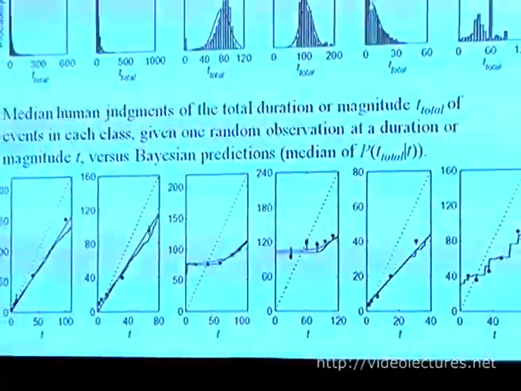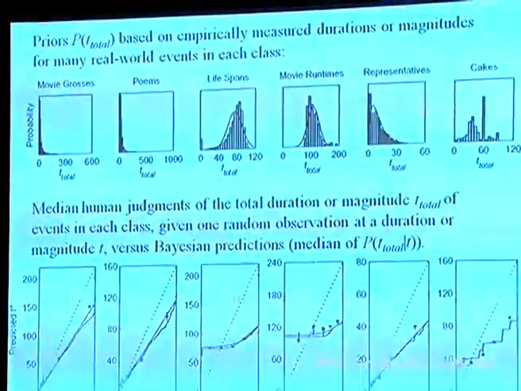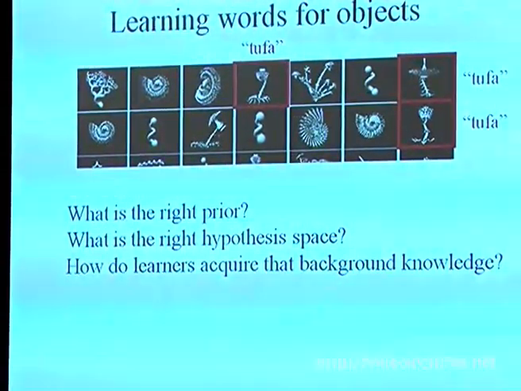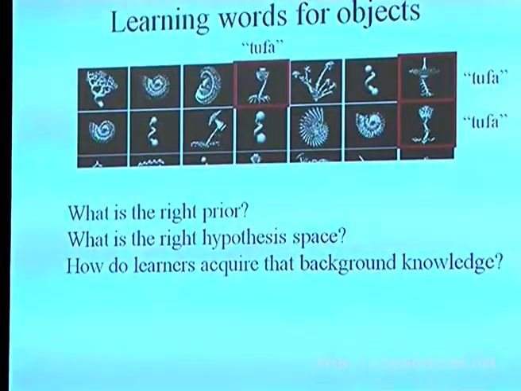To get this right, people have to do two things. They have to be Bayesian, but they also have to have the right priors, and it's quite interesting that they seem to be sensitive to the different forms of the distributions for these different classes of everyday events. But this approach, just going out and measuring the statistics, doesn't obviously extend to the more cognitive problems that we're interested in here. In the case of word learning, what is the right prior? What's the right hypothesis space? It's not even clear how to define that or go out and measure it in the world. And not to mention, how might a human learner, a brain, autonomously figure that out?